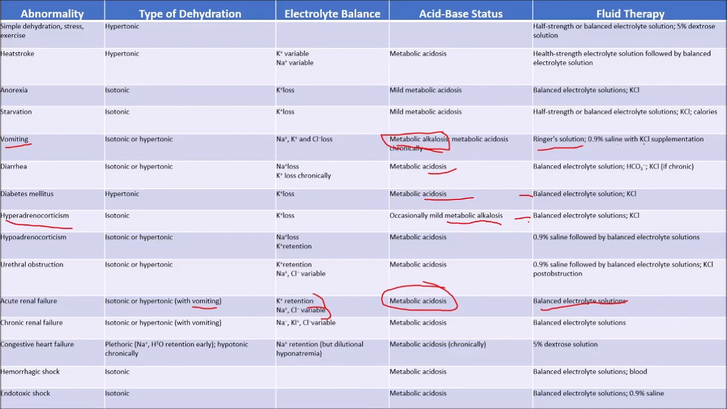That's it for our fluid therapy talk, and we can discuss this and go through how to do dilutions and some more fluid calculations in class.